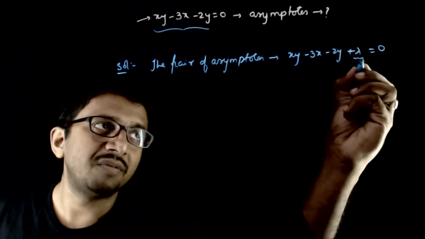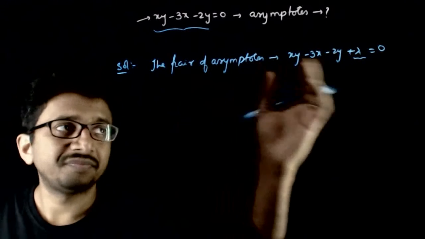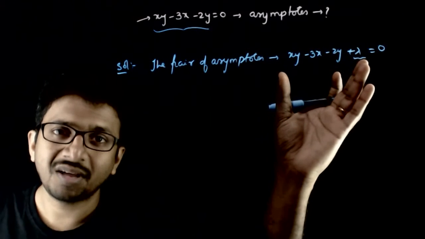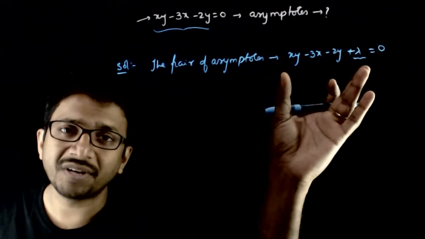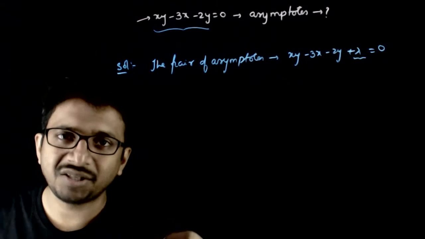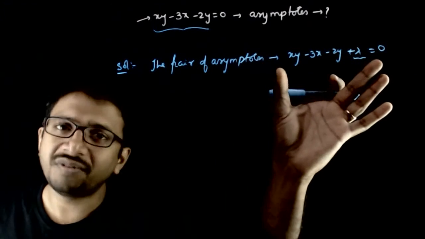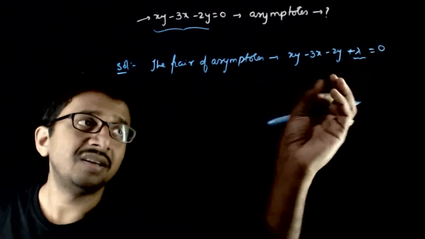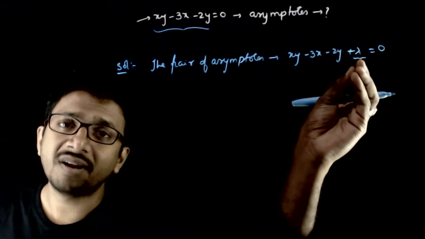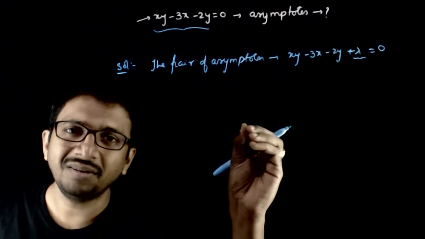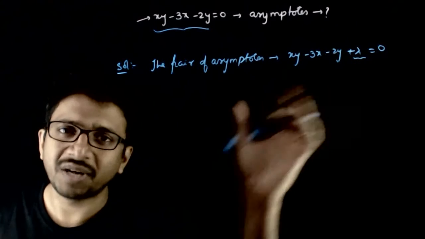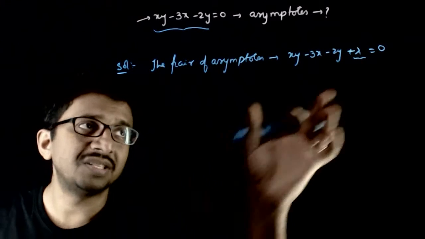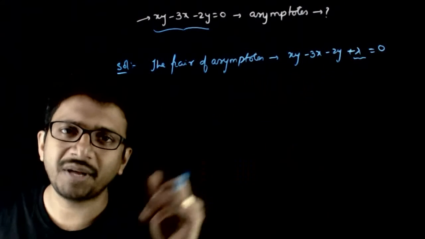Now what should be the value of lambda so that this becomes a pair of lines? A pair of asymptotes is by nature a pair of lines. So if this equation should represent a pair of lines, it cannot happen for every value of lambda. Lambda has to be a particular value so that this becomes a pair of lines. What is the value of lambda which ensures that this is a pair of lines?